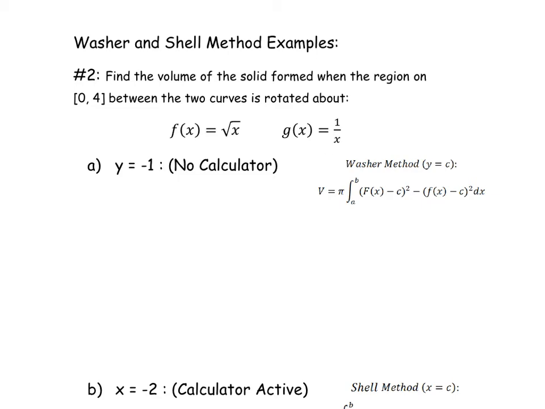Okay, so let me sketch this. Make sure I get enough space. Square root of x looks like this. And 1 over x looks like this, out to x equals 4. So y equals 1 over x. It wants me to revolve this around the line y equals negative 1. So let's sketch the horizontal line y equals negative 1.